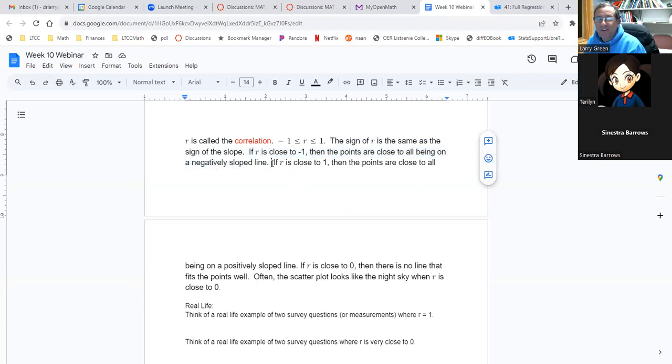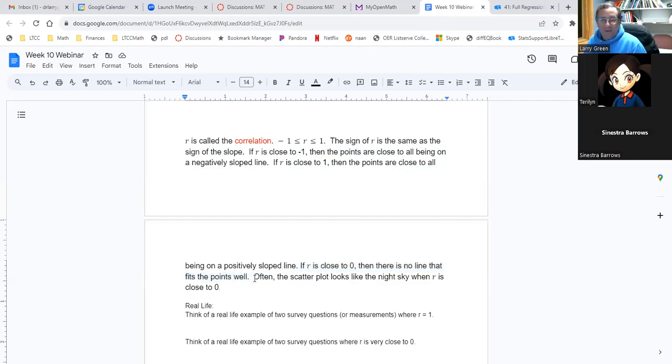Okay, if R is close to +1, then the points will be all close to being on the line, but the line will be positively sloped. Any questions on that? If R is close to 0, then the points are all over the place, and if you didn't see the line, you'd have no good guess of what the line is going to be.